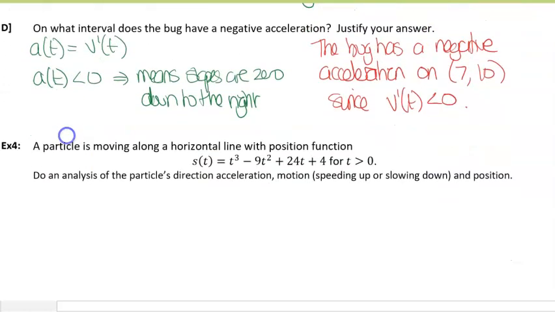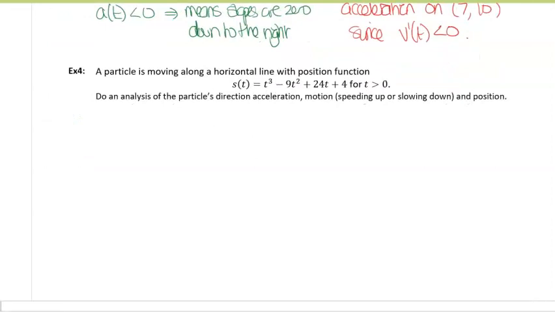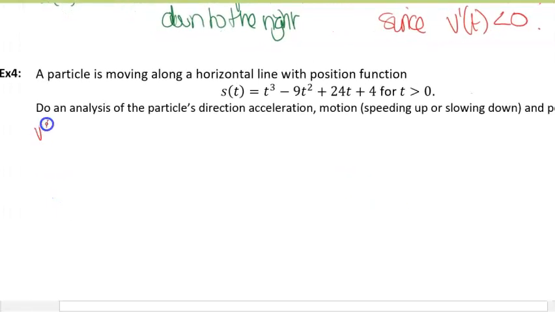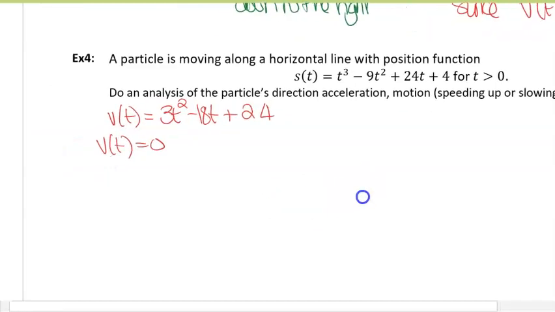Right, last example. Particle moving along the horizontal line with position function s of t. Do analysis of the particle's direction, acceleration, motion, speeding up or slowing down, and position. Okay, so same as before. So let's get the velocity. It's going to be 3t squared minus 18t plus 24. v of t equals 0. That's how we find those numbers where things will change from positive to negative, critical numbers.